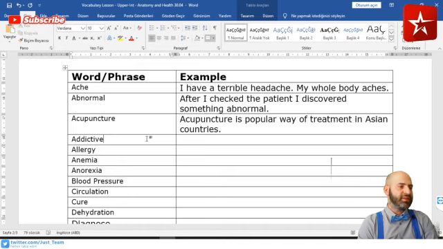Kadir says acupuncture is used for alternative medicine in some Eastern countries. Yes, you are absolutely correct.